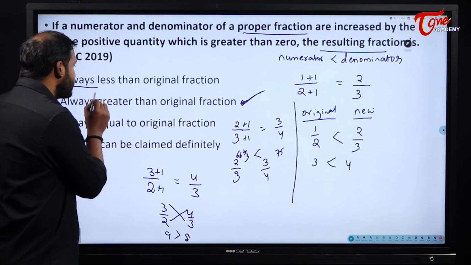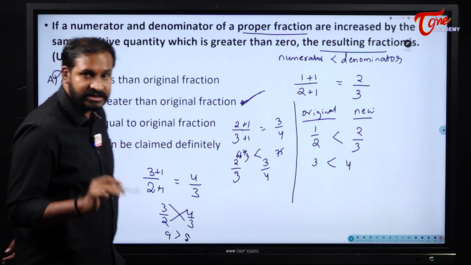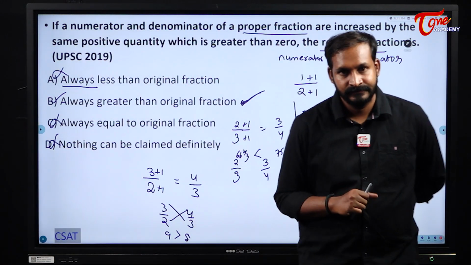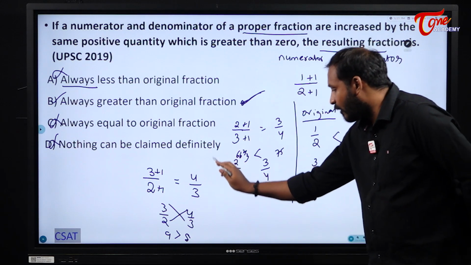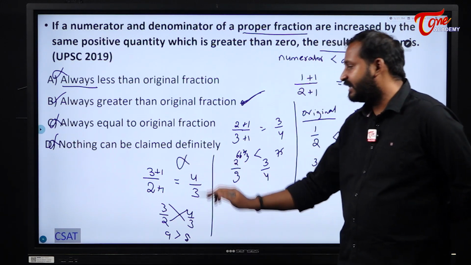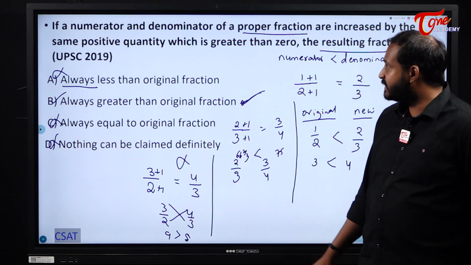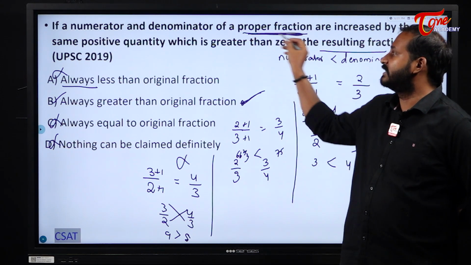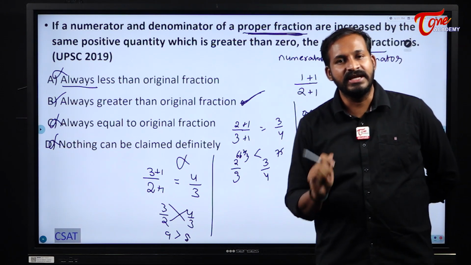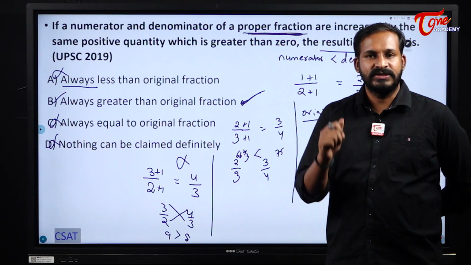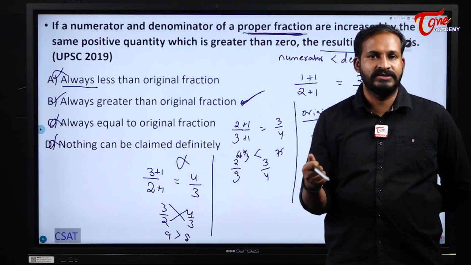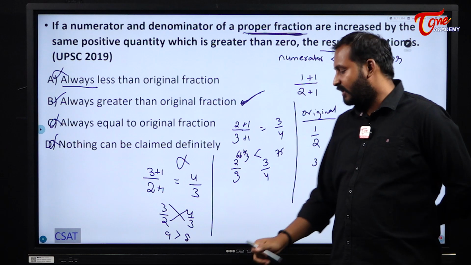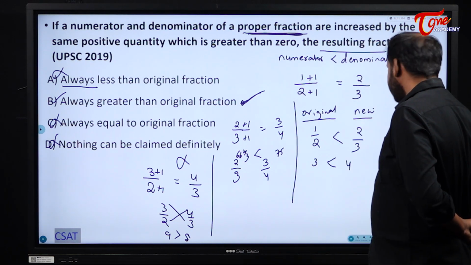So there is a chance of marking A as your answer if you don't know what a proper fraction is. If you don't know what a proper fraction is, then there is a chance of writing a wrong answer. So please be careful, students. We should know these words. These basics are very important. So what is a proper fraction, what is an improper fraction, what is a mixed fraction, we already discussed. Once go through that first session.